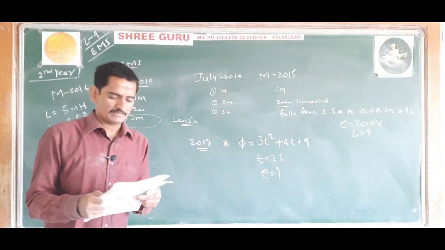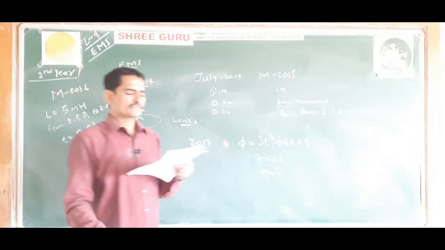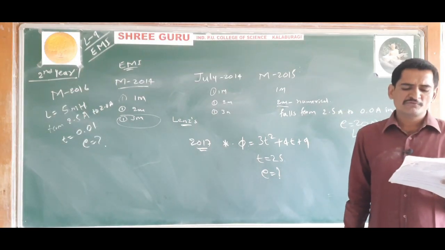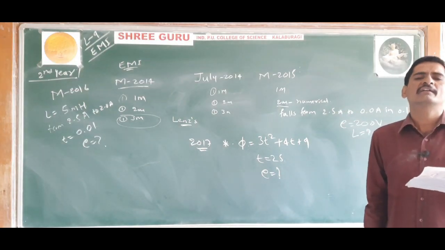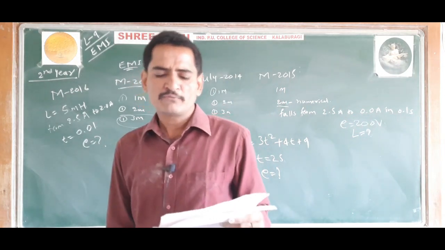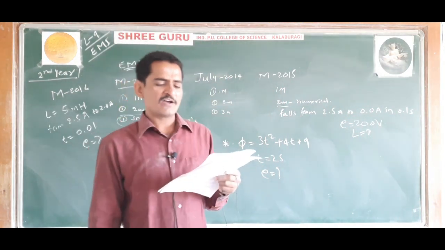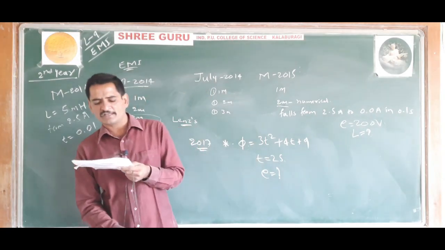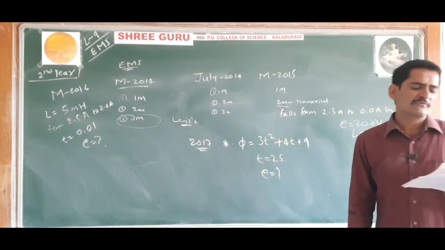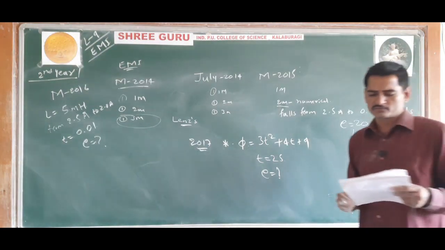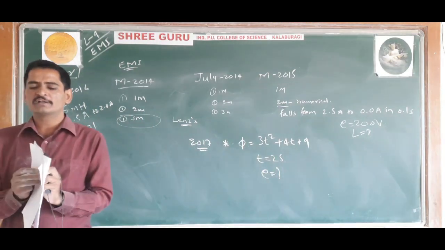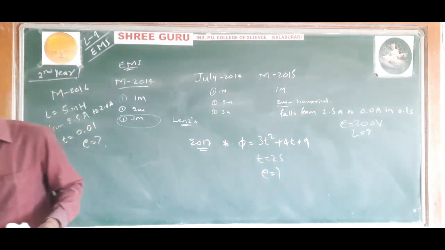I will read the numerical. A conductor of length 3 meter is moving in a uniform magnetic field of strength 100 Tesla. It covers a distance of 70 meter in 5 seconds. Its plane of motion makes an angle of 30 degree with direction of magnetic field. Calculate the EMF induced in it. We have already solved this question. So this is asked in April 2019. Understood?